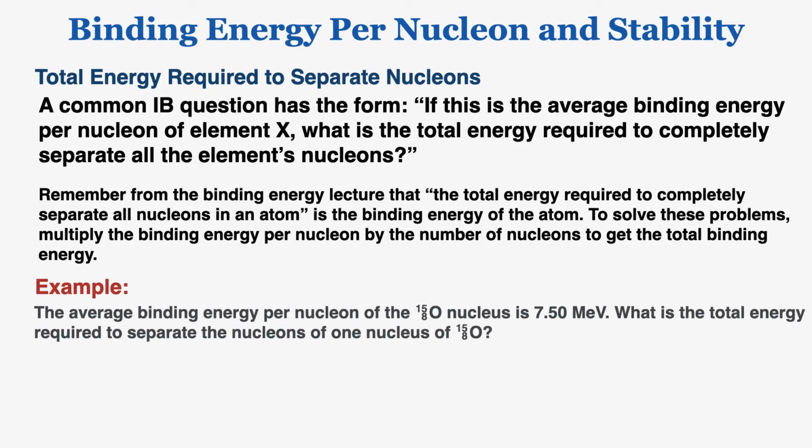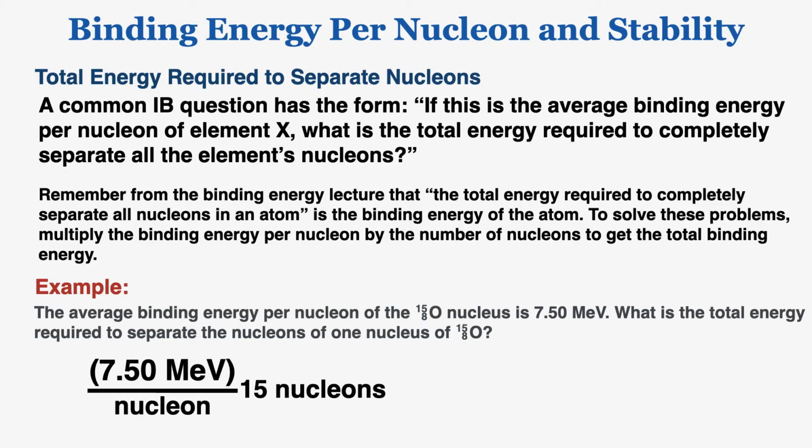So as an example, the average binding energy per nucleon of the oxygen-15 nucleus is 7.5 mega-electron volts. What is the total energy required to separate the nucleons of one nucleus of oxygen-15? So we know this is the binding energy per nucleon, so I would just multiply that by the number of nucleons. Because this is telling me that the average nucleon has 7.5 mega-electron volts, so the total energy will just be 7.5 mega-electron volts times 15. So that gets me 113 mega-electron volts, so that would be the total energy required to separate the nucleons of one nucleus of oxygen-15.